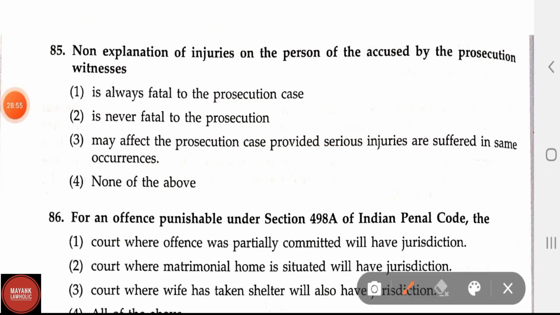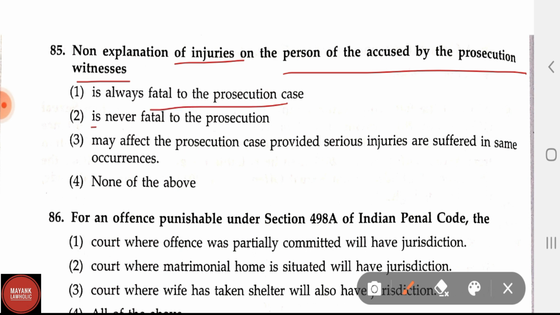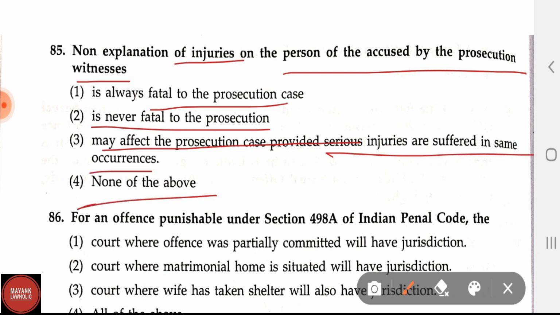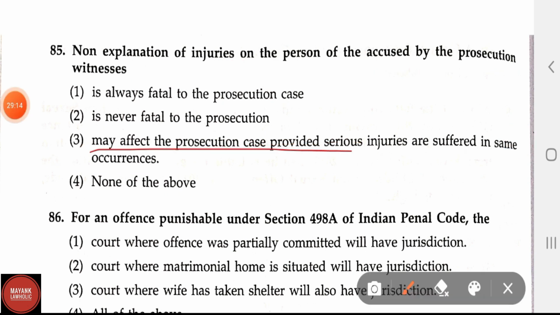Question number 85. Non-explanation of injuries on the person of the accused by the prosecution witness. Option 1, is always fatal to the prosecution case. Option 2, is never fatal to the prosecution. Option 3, may affect the prosecution case, provided serious injuries are suffered in the same occurrences. And option 4, none of the above. Here the correct answer is option 3, may affect the prosecution case provided some injuries are suffered in the same occurrences.